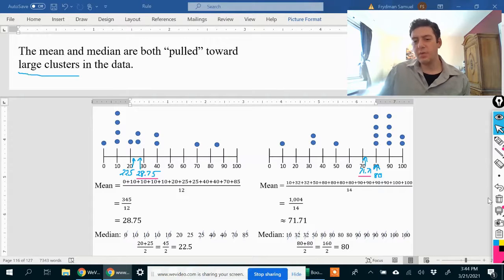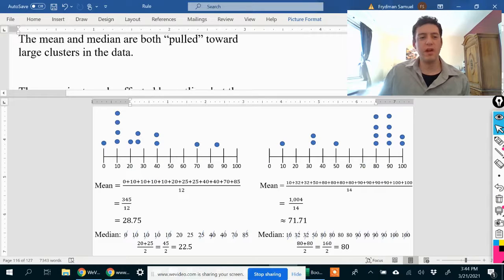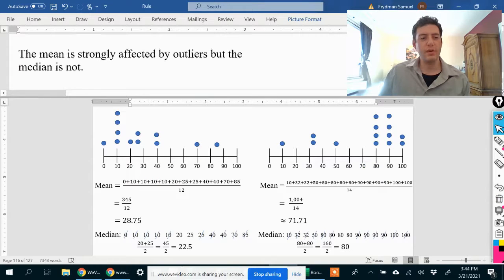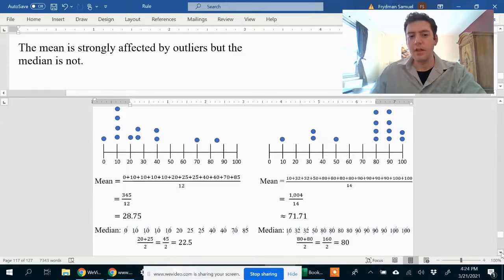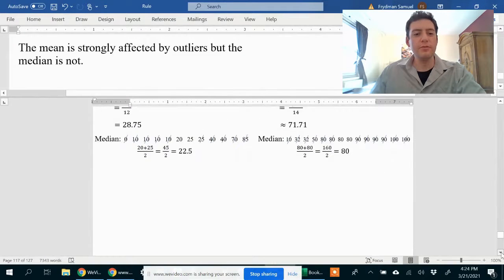But now I want to talk about why the mean is more attracted to the tail of this data than the median is. And it has to do with the fact that it's attracted to outliers. So that's what we're going to talk about next. So let's scroll down.